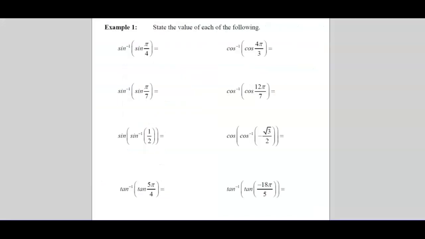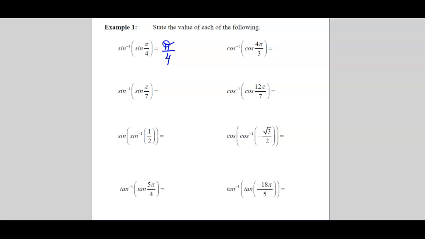It says state the value of each of the following. If you're taking sine inverse of sine, you get back to the initial value. You work from the inside out. Sine of pi over 4 is root 2 over 2. Inverse sine of root 2 over 2 is pi over 4. So they're opposite operations. Now there are other angles that give you root 2 over 2, but that's pretty easy. Sine inverse of sine, get back to the beginning.